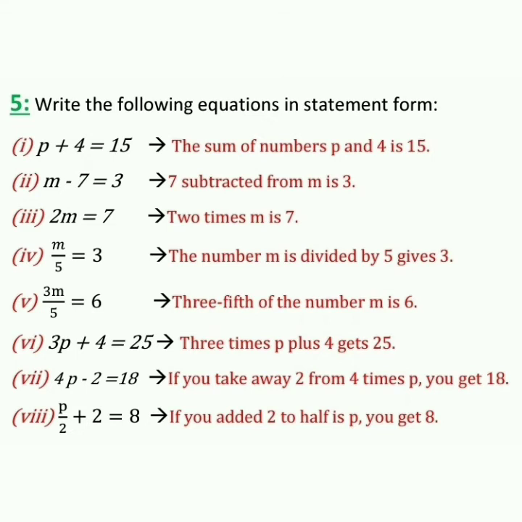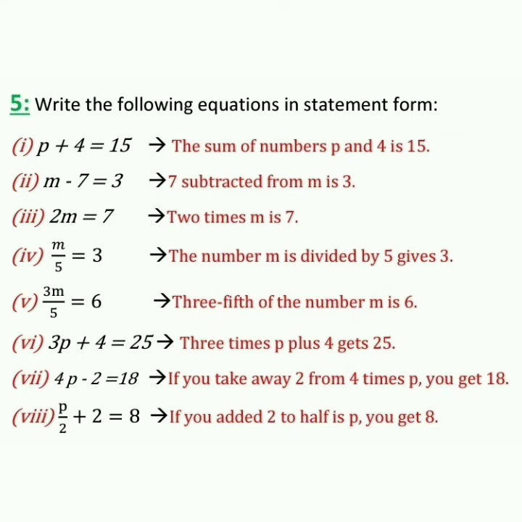Second, m - 7 = 3. So the answer is 7 subtracted from m is 3. Third one, 2m = 7. So the statement: 2 times m is 7. Fourth one, m/5 = 3. The statement: the number m divided by 5 gives 3.